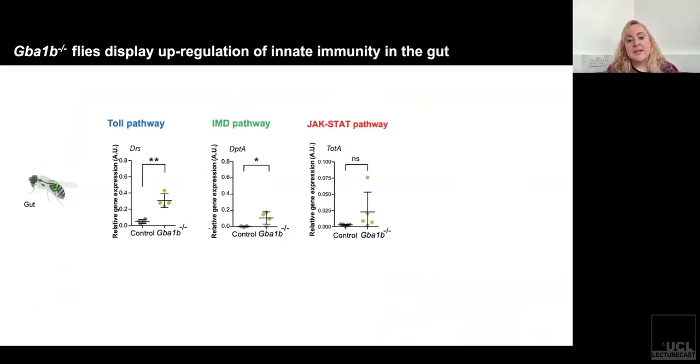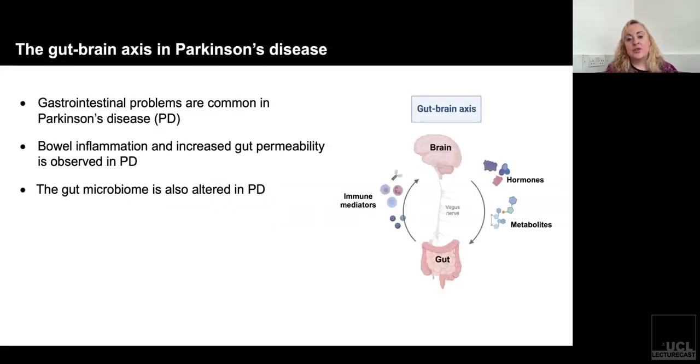We also looked at the humoral innate immune pathways in many different tissues in GBA knockout flies, and we showed that there was an increase in innate signaling in all of the tissues that we studied, including, as shown here, in the gut, where you can see there's an increase in toll pathway activation and also IMD innate immune pathway activation. And this was particularly interesting to us because the gut is increasingly being shown to play an important role in a number of diseases, including neurodegenerative diseases such as Parkinson's disease.